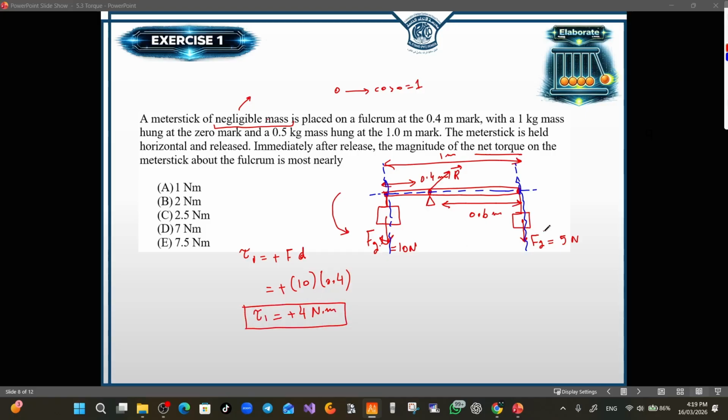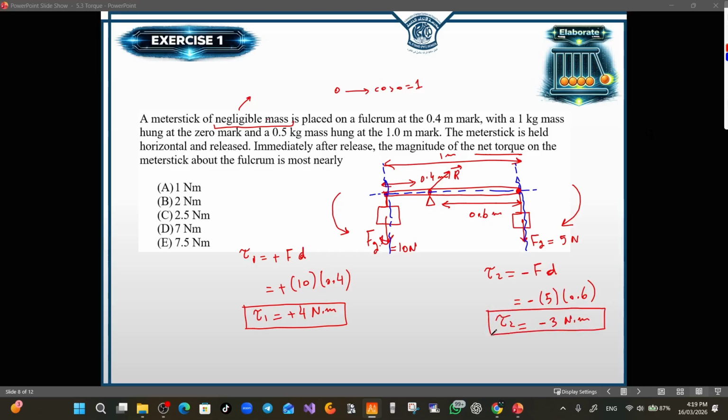Now let's jump into the second force here. The second force is rotating the meter stick in the clockwise direction, so the tau must be negative. And the force here is 5. The distance is between the point of application of the force and the fulcrum. This distance is 0.6. What about the cosine? Again, this force is parallel to the tangential direction, so the cosine will be 1 because the angle is 0. And we can write now 0.6, and the answer is minus 3.